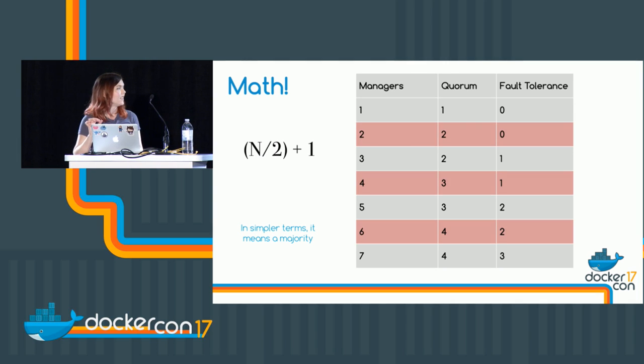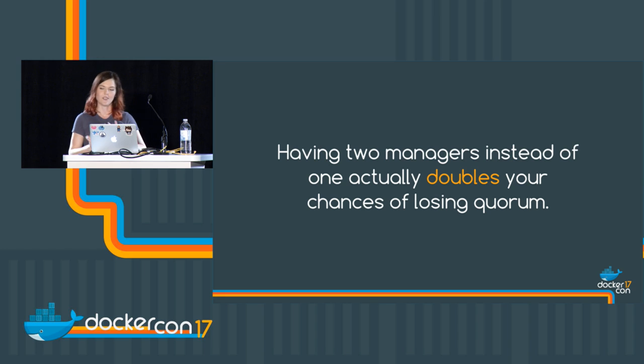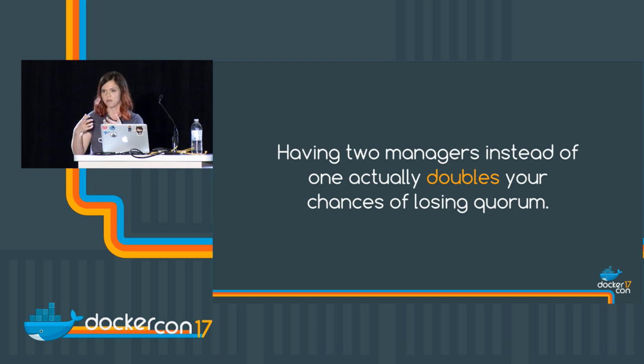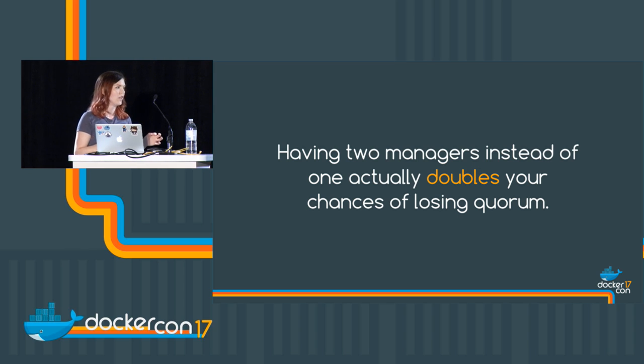And in fact, even numbers of managers are highly inefficient, and please don't do them. Please don't use even numbers. Use odd numbers only. It's kind of annoying, but that is a good rule for your management cluster, just only odd numbers. Having two managers instead of one is so counterintuitive, but when I say it like this, you're gonna think, oh my God, Laura, you just blew my mind. Having two managers instead of one actually doubles your chances of losing quorum. It actually makes your management cluster more unstable. You have 2 points of failure instead of one. Please don't do it. Just have one, have three, have five, odd numbers only.